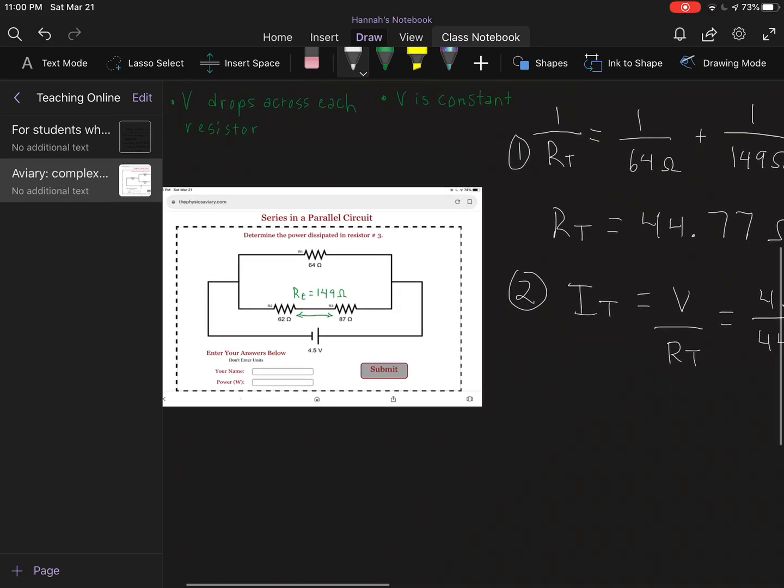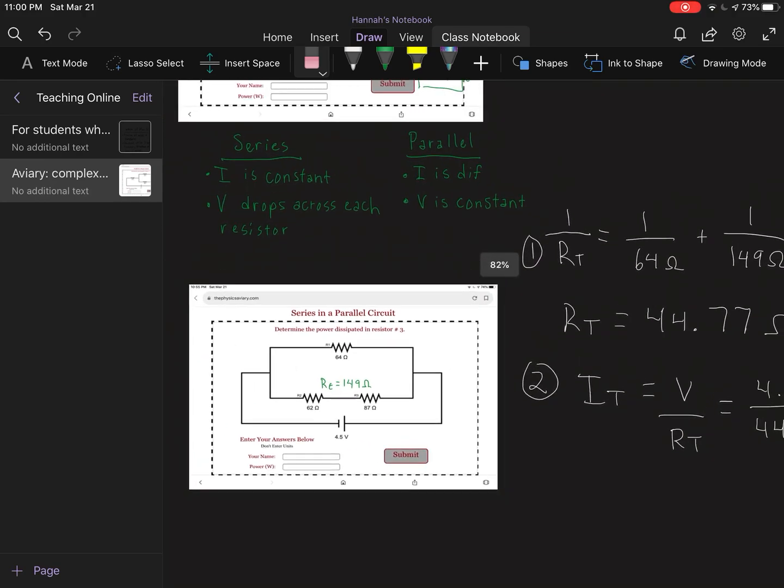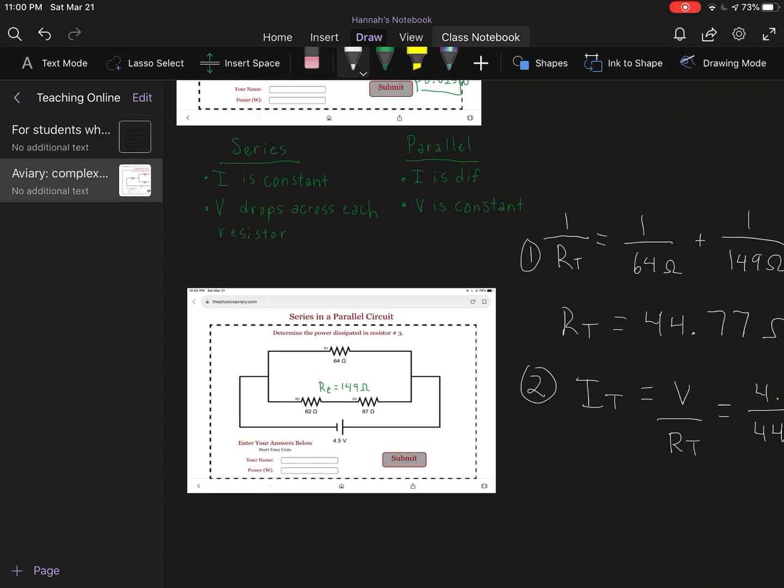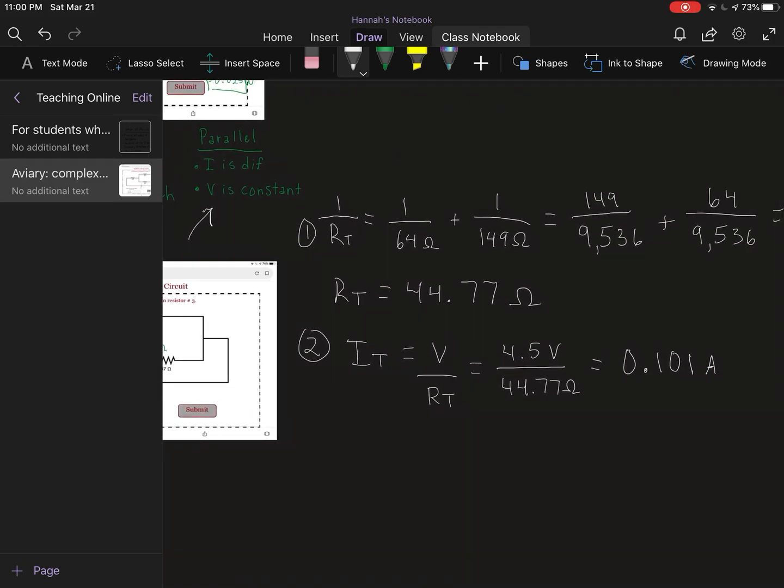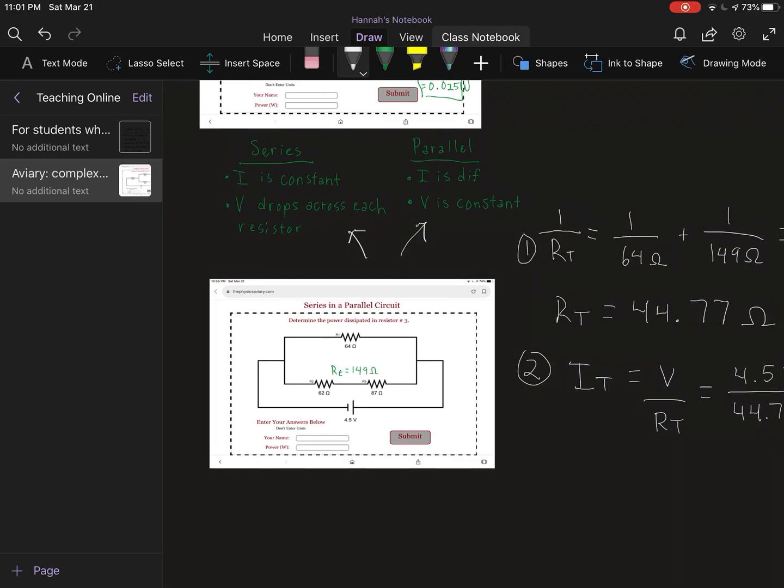Okay, and this time they want me to solve for the power across resistor 3. So resistor 3 is down at the bottom here. So I'm going to review what's going on over here. Okay, so what we need to remember is that whenever you have a series portion of your circuit, your current is constant. But whenever you have parallel, your current is going to be different. We have more resistance in the bottom. Okay, so this part is what I'm talking about, the bottom of the parallel circuit. So that means that your current going across it is going to be less than the current going across the top. Okay, so we are going to need to calculate the current across those parts.